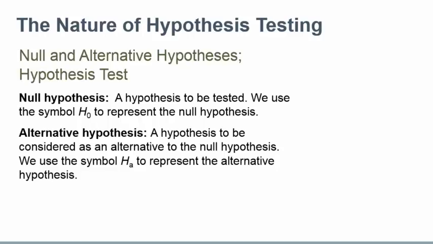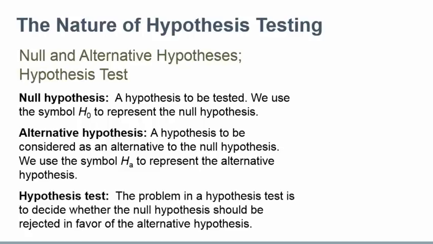Alternative hypothesis, a hypothesis to be considered as an alternative to the null hypothesis. We use the symbol H_A to represent the alternative hypothesis. Hypothesis test. The problem in a hypothesis test is to decide whether the null hypothesis should be rejected in favor of the alternative hypothesis.